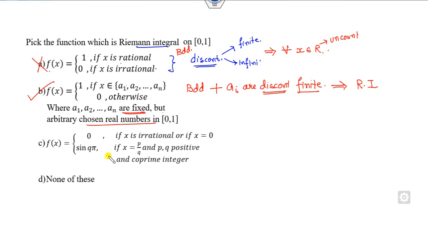Look at the third point. x is irrational, 0, or x is p by q. So clearly, is the function bounded? It is not bounded. So if the function is not bounded, it means it is not Riemann integrable. So this option is also cancelled. The correct option is B, which is the right answer.